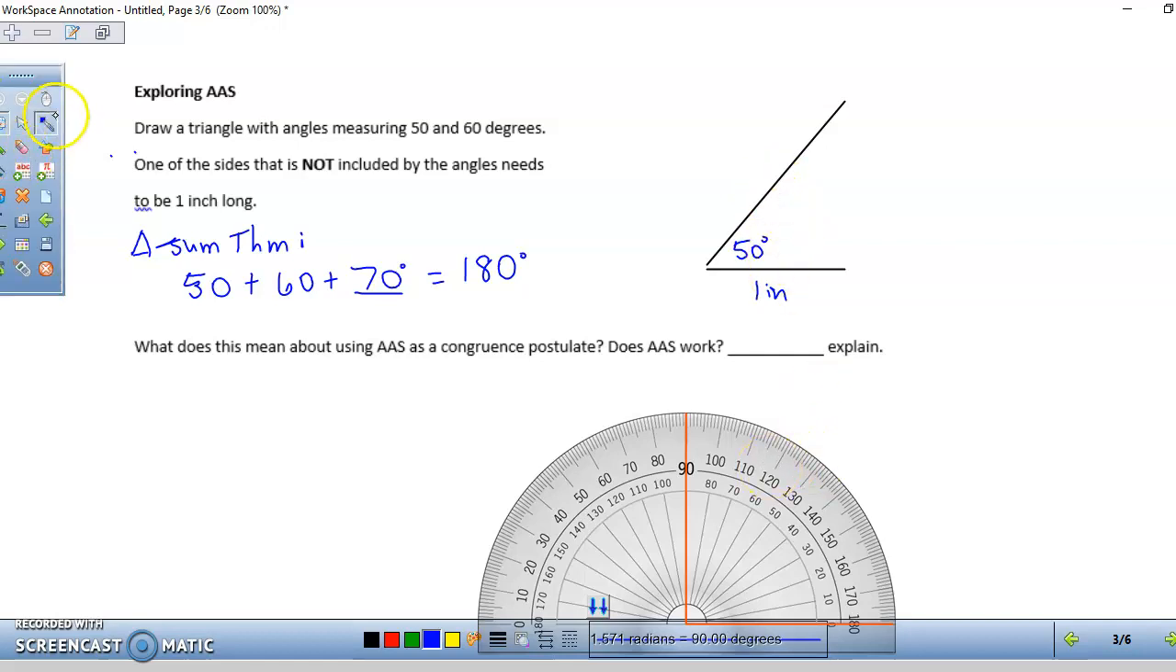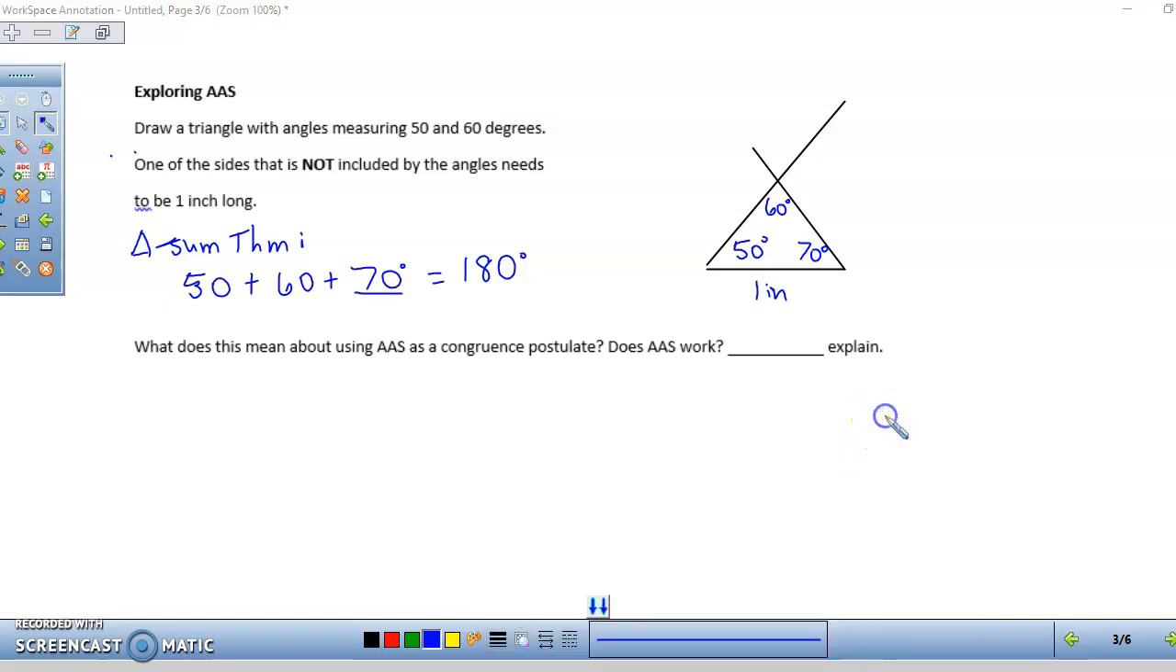Okay, so we're going to measure out 70 degrees over here. I don't really trust this to work well, so I'm just going to draw it in there. But imagine that we figured out the 70-degree angle with the protractor. So that's 70, and then this would have to be 60 by the Triangle Sum Theorem.